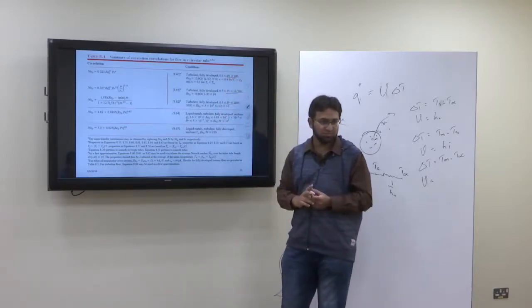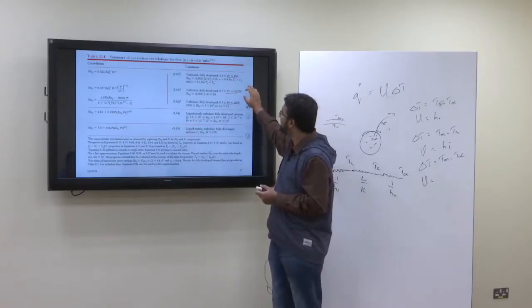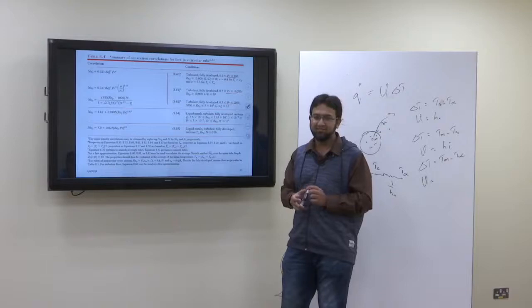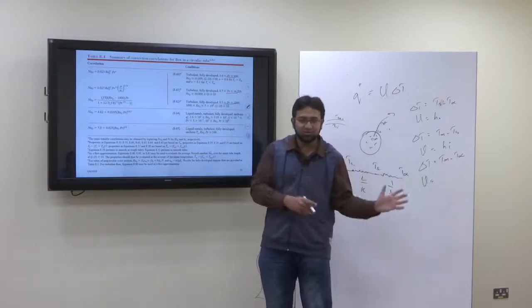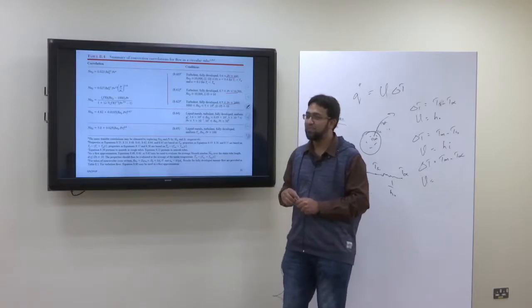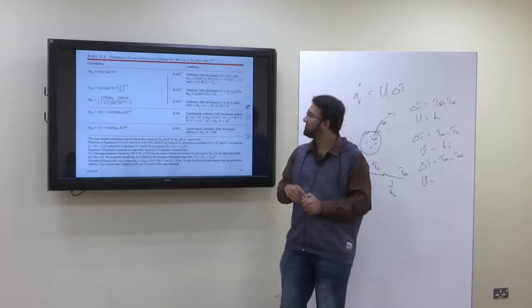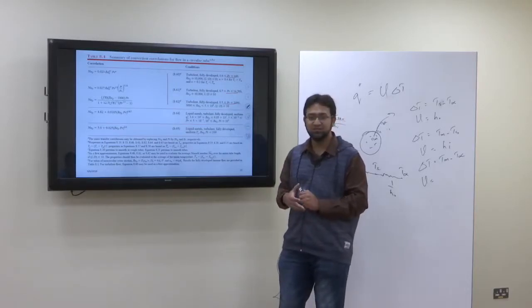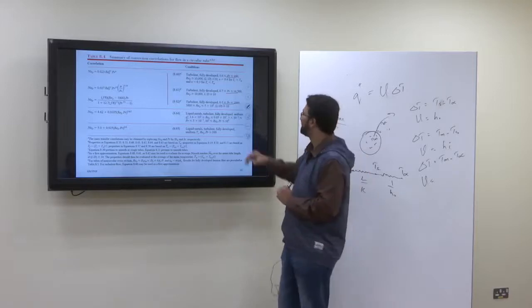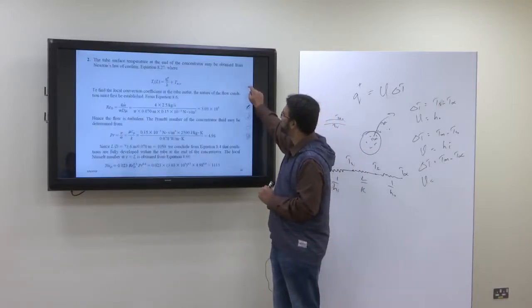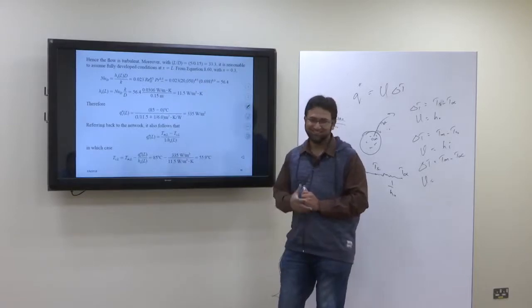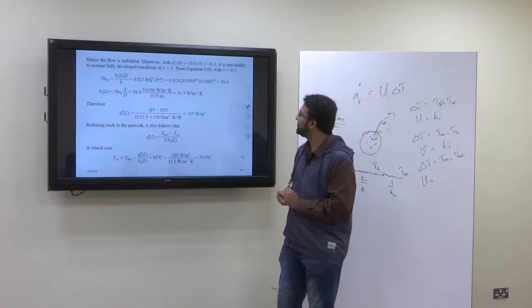Okay, so we'll use the Dittus-Boelter correlation. What will be n? 0.4 for Ts? We don't know Ts yet. But we know one thing: is heat lost or heat gained? It's lost. No, you need to tell me what will be n. 0.3. So Ts is less than T mean. 0.3, yes, correct. So 0.3, and that's it.